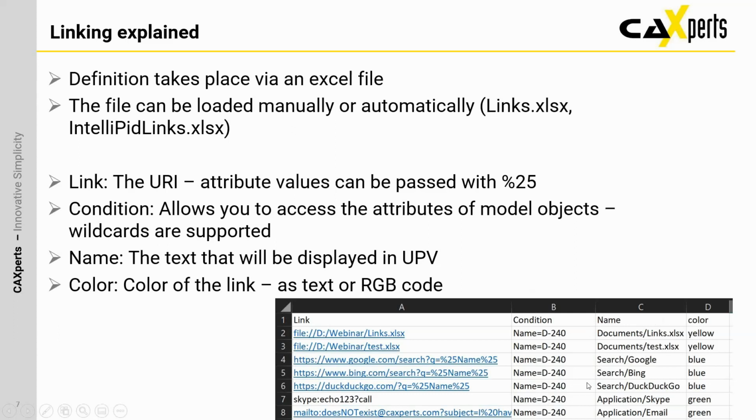Then we do have a column called name. This controls how the link will be displayed within UPV. In my example here, I'm also using folders by using the slash. So I'm having a folder documents, I'm having a folder search, and I'm having a folder application here where the link is stored in. And the last column is the color of the link. So this is the color in which the link should be displayed within UPV. For this color, you can either use the color as a text like I did here, or you can also put in RGB codes if you want.